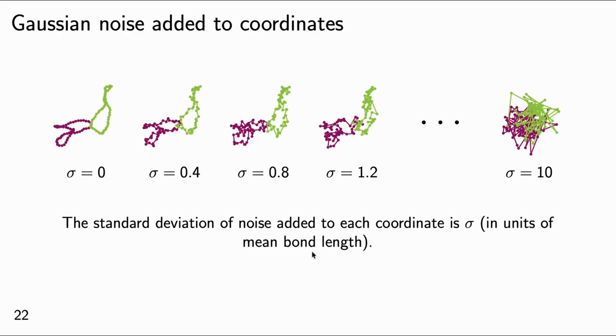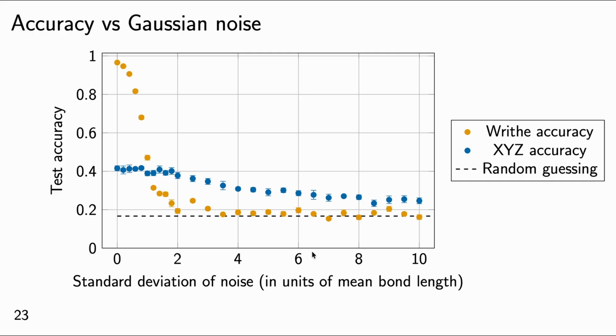So this is a visual demonstration of what happens if you add this noise. You can see by the time you get to sigma is 10, you've lost all meaningful information. But with sigma of 0.1, 0.2, even up to 1, you're retaining some of the ideas, though you might be breaking the topology. And what happens to the networks? Well, the accuracy of the Writhe trained networks drops rapidly when you add standard deviation noise above 1. And XYZ, in fact, even wins out.